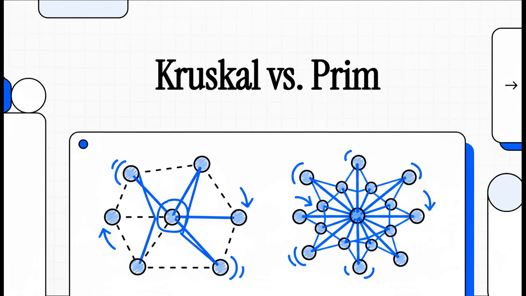All right, today we're diving into a classic computer science showdown, Kruskal versus Prim. Now, these are two legendary algorithms that both solve the exact same problem, but trust me, the way they go about it is completely different. So let's break down how they work and see who comes out on top.